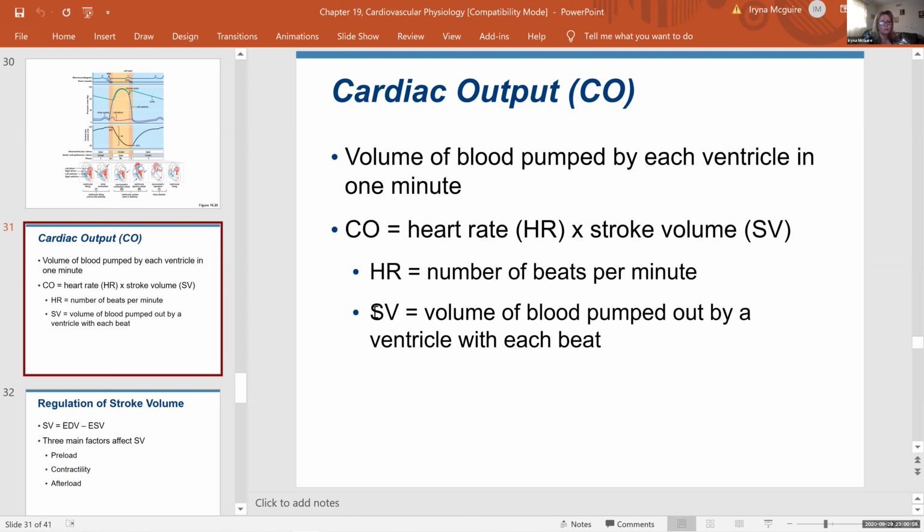Now, when you multiply it by the beats per minute, you will find the cardiac output, because cardiac output is the volume of blood pumped by your heart in 1 minute. So how much blood you pump with each heartbeat, multiplied by 70, or whatever your heart rate is, is how much blood is pumped per minute, right?